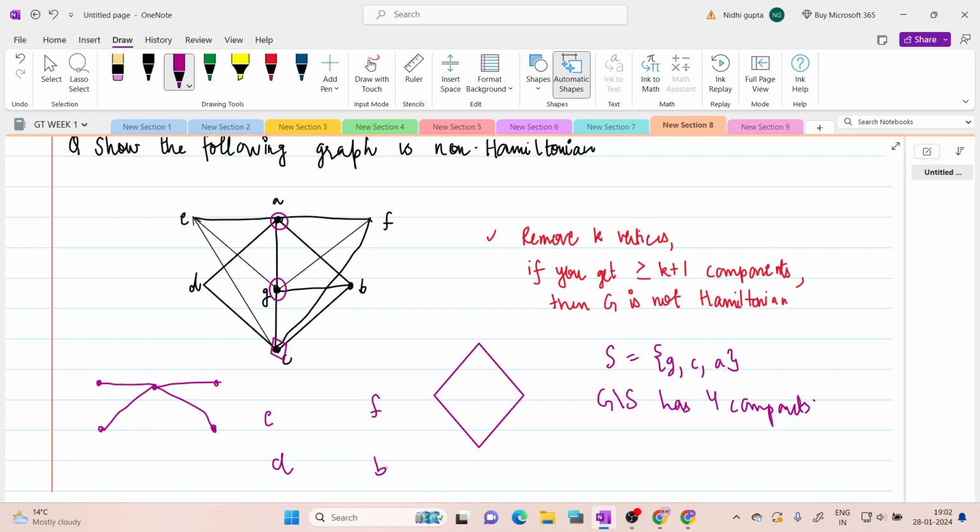Only the nodes E, D, F, and B will be left. If we remove G, C, A, then only four points remain, so it has four components, right? Yes. So we see that this is non-Hamiltonian. We remove three vertices, but we are getting four components.